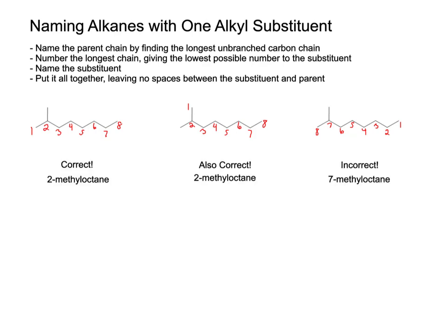You can see here that actually the first two methods of numbering are identical to each other because they give the same overall name of 2-methyloctane. So they're both correct ways of numbering. The third way of numbering, which would give 7-methyloctane, is incorrect because, again, we want to number the chain giving the lowest possible number to the substituent. So if we can choose between 2-methyl and 7-methyl, 2-methyl is going to win. So this last one, of course, is incorrect.